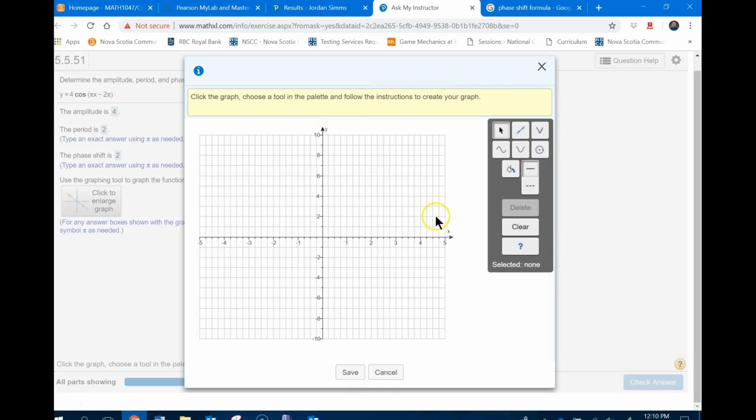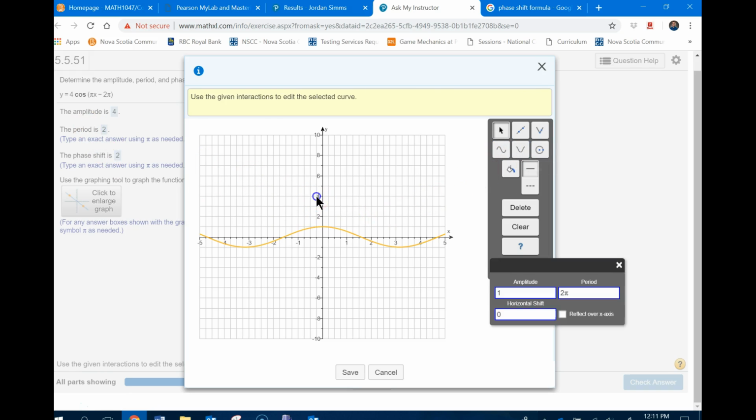So I'm going to enlarge this. Now I'm dealing with a cosine here. Cosine always starts at the maximum, so that differentiates it from a sine wave, right? So instead of the sine tool, we're going to go with the cosine tool, and I'm just going to click anywhere. Boom, it just puts in this basic amplitude, period, and horizontal shift right here. It just puts all that in. So afterwards, I'm going to use this part of the question to help me.